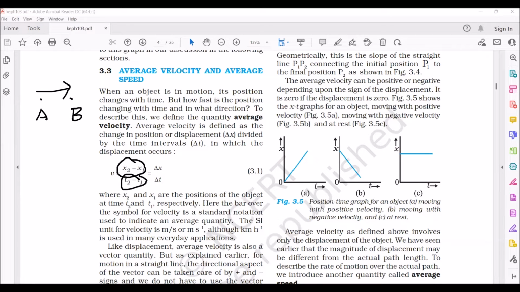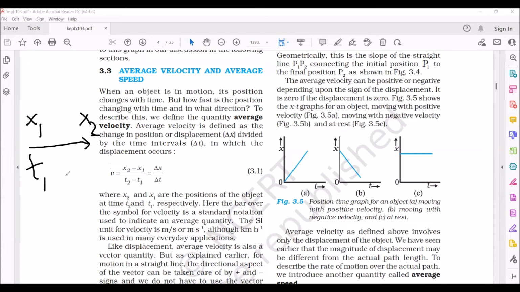For example, if the object starts at the position x1 and finally travels to x2, the starting time of the object is t1 and when it reaches x2, the time is t2. The change in position is x2 minus x1, and the change in time interval is t2 minus t1. So it is the ratio of x2 minus x1 to t2 minus t1. We represent this difference with delta x by delta t.